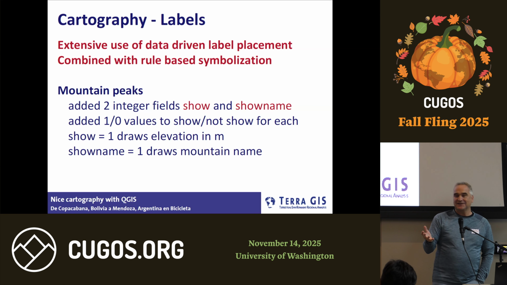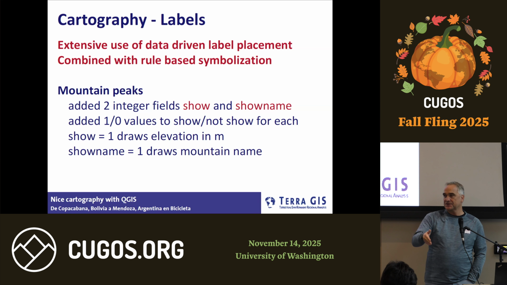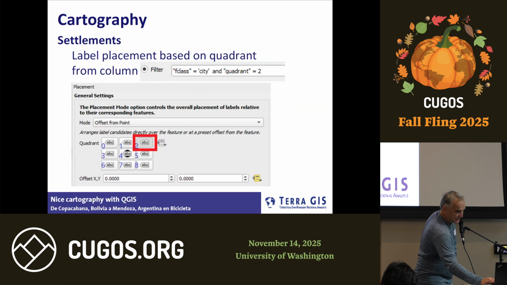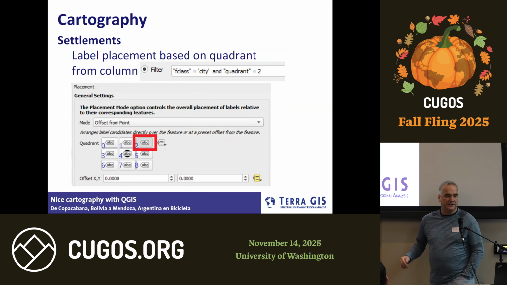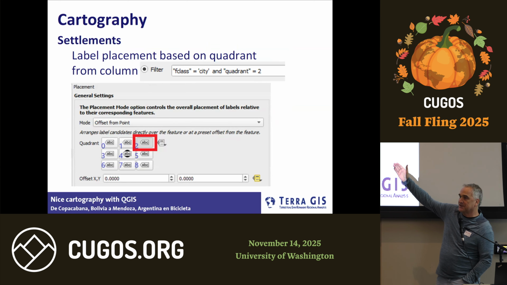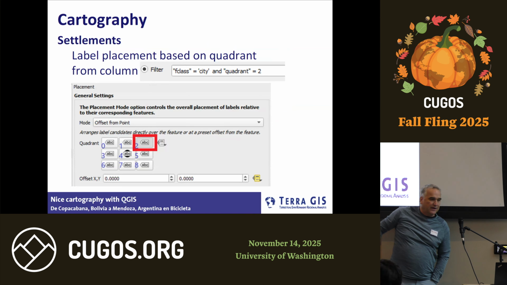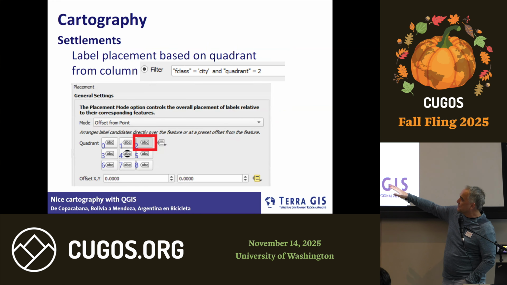And then I just added to my data set by selecting certain areas and saying show 1, which means it shows the cross and the elevation, and show label or show name, in this case it has a 1, it also shows the name. And for settlements, like villages and towns, there is something called data-driven cartography in QGIS for everything. You can place the label, symbology, and so on. And here you can place the label in quadrants, upper left, lower right, and so on.